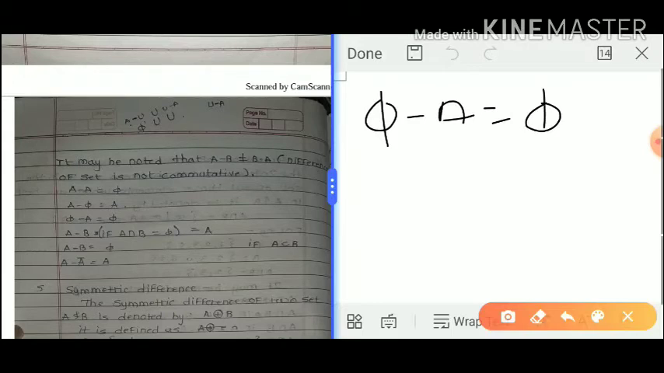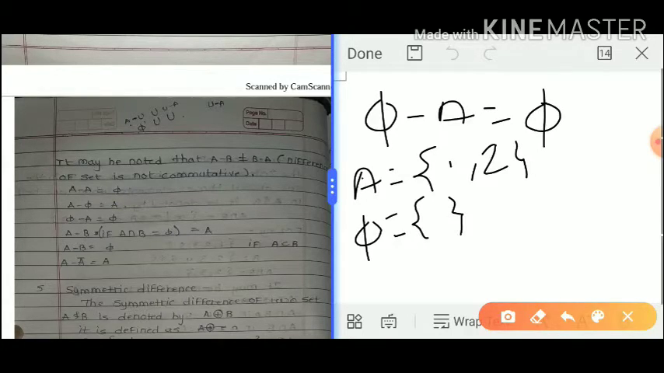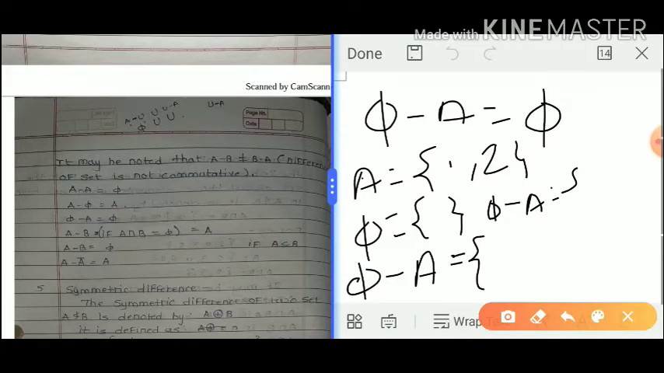Phi minus A is equal to phi, because suppose set A contains elements 1, 2 and phi contains no elements. Here we are asked for phi minus A. The syntax for phi minus A is the null set minus set A, where A means 1, 2. This is the syntax for phi minus A.